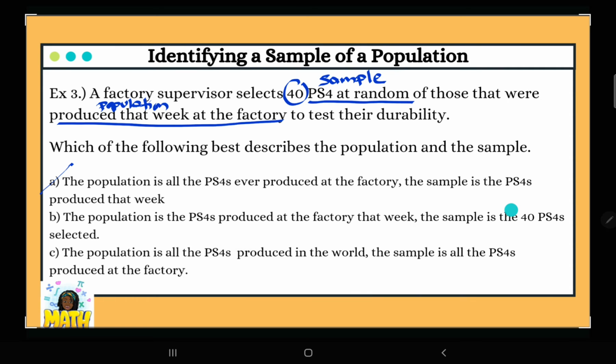That's not it. B: the population is the PS4s produced at the factory that week, and the sample is the 40 PS4s selected. That matched what we came up with. Or C: the population is all the PS4s produced in the world, and the sample is all the PS4s produced at that one factory. Similar to choice A, the sample is not proportional to the population. So it's not C. B is the answer that best suits this scenario.